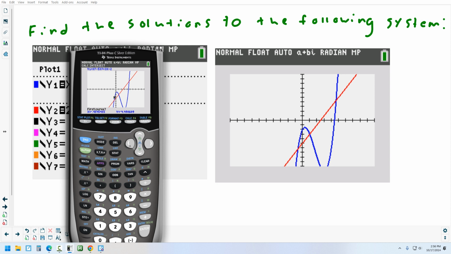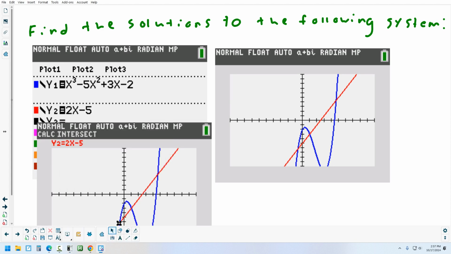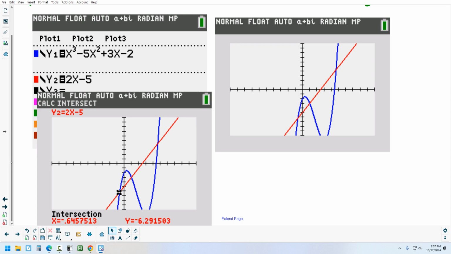Now we pick a point on the blue, the red, and does the guess matter? No, as long as it's closest to the one that we want. So when we want the other ones, I'm going to have to move it. There's our first intersection. We get x equals negative 0.65 and negative 6.3 for y.